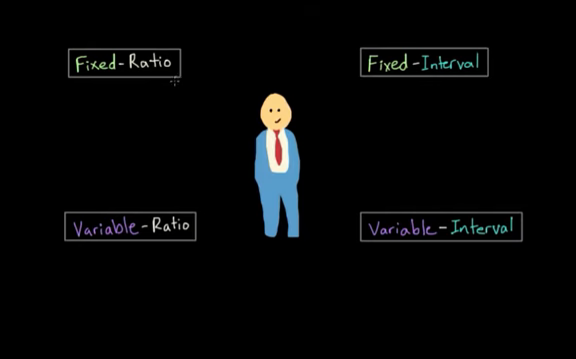So for our purposes, I want you to associate the word ratio with amount of responses. The word ratio looks similar to ration, and a ration of food, for example, is a certain amount of food. So ratio means amount, and for our purposes, an amount of responses.